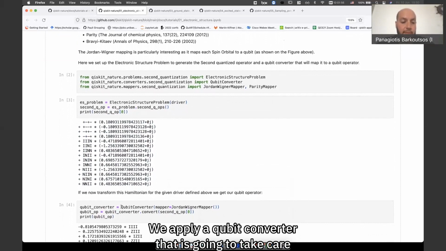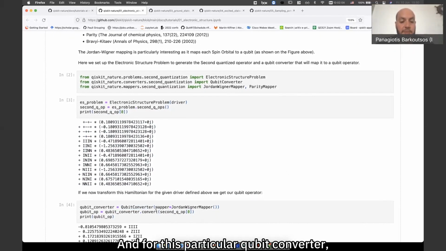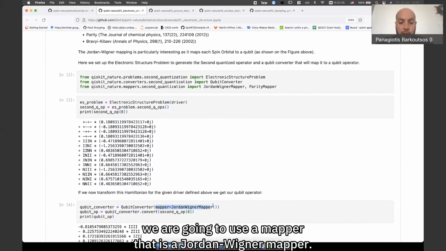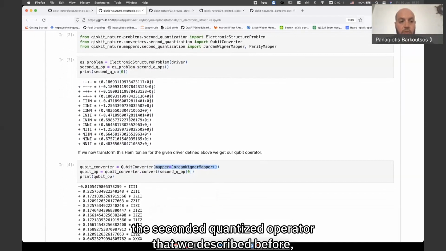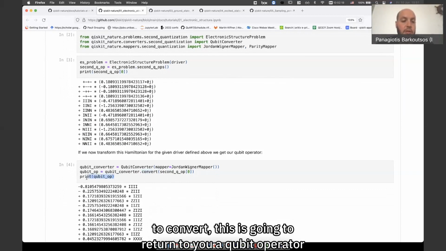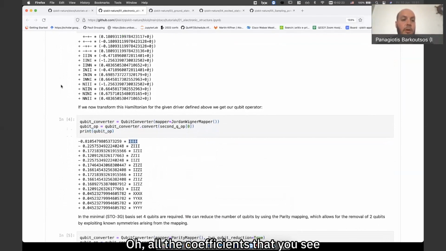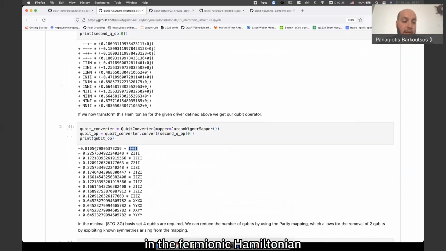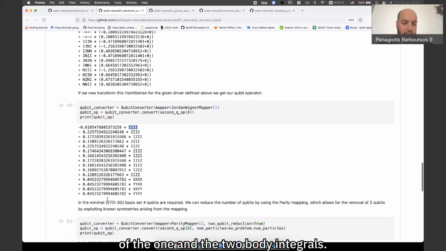We apply a qubit converter that is going to take care of mapping your fermionic Hamiltonian into a spin Hamiltonian. For this particular qubit converter, we're going to use a mapper that is a Jordan-Wigner mapper. You see that when you give the second quantized operator that we described before straight to your qubit converter and ask it to convert, it is going to return a qubit operator that is based on Pauli strings. All the coefficients that you see in the fermionic Hamiltonian and the qubit Hamiltonian are based on the calculation of the one and two body integrals.